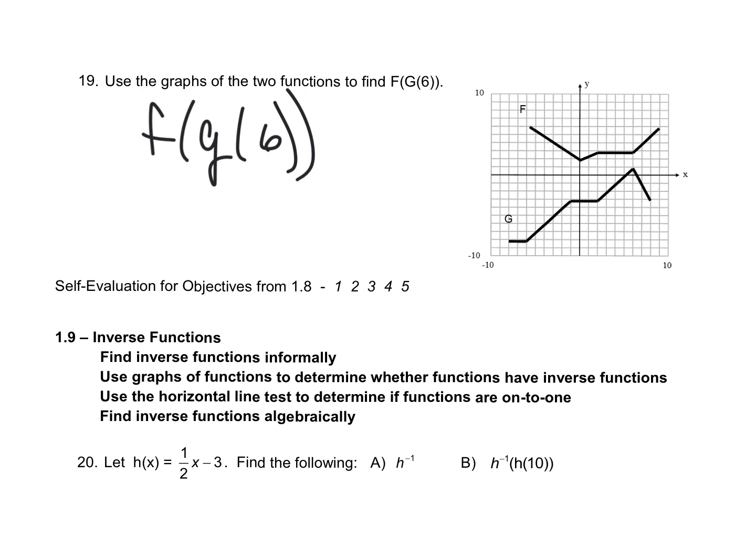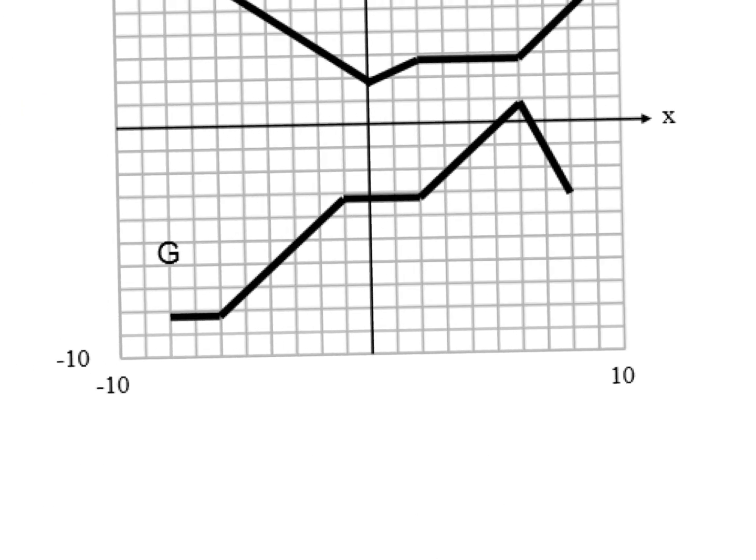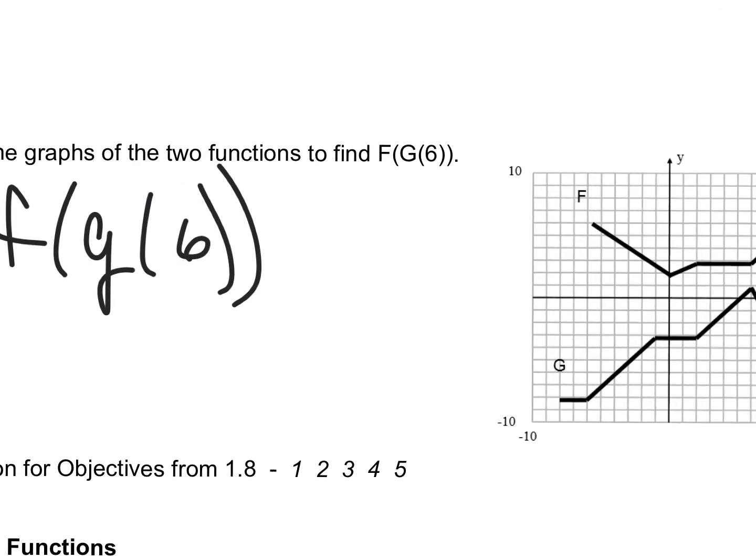So first we're going to take 6 and plug it in for g. If I go over here and look for 1, 2, 3, 4, 5, 6, I go up and yeah, that's supposed to be 1. So g of 6 equals 1.